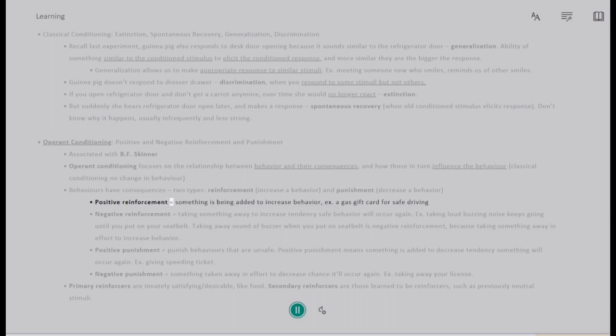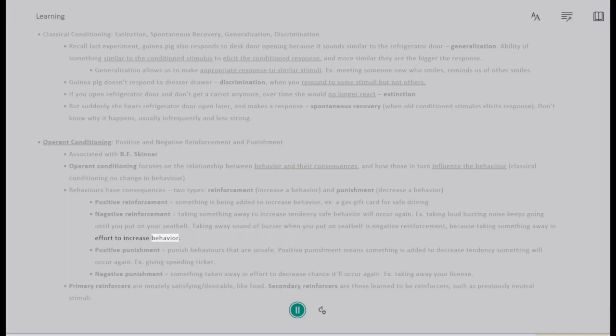Positive reinforcement means something is being added to increase behavior, like a gas gift card for safe driving. Negative reinforcement means taking something away to increase the tendency that safe behavior will occur again. A loud buzzing noise keeps going until you put on your seatbelt. Taking away the sound of the buzzer when you put on your seatbelt is negative reinforcement, because something is taken away in an effort to increase behavior.